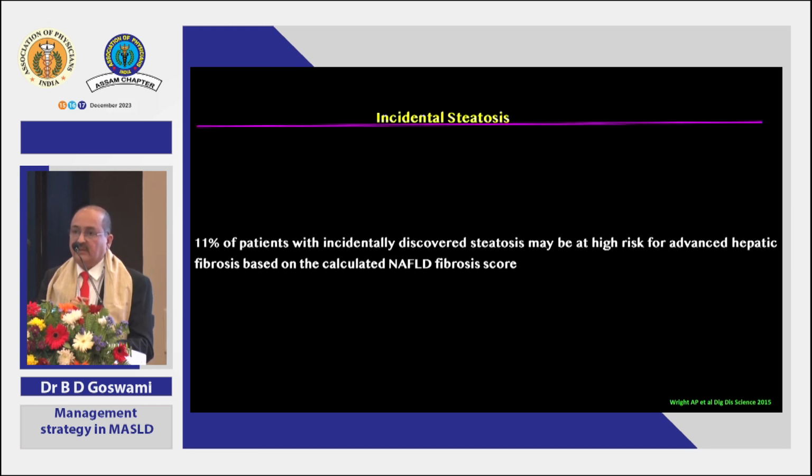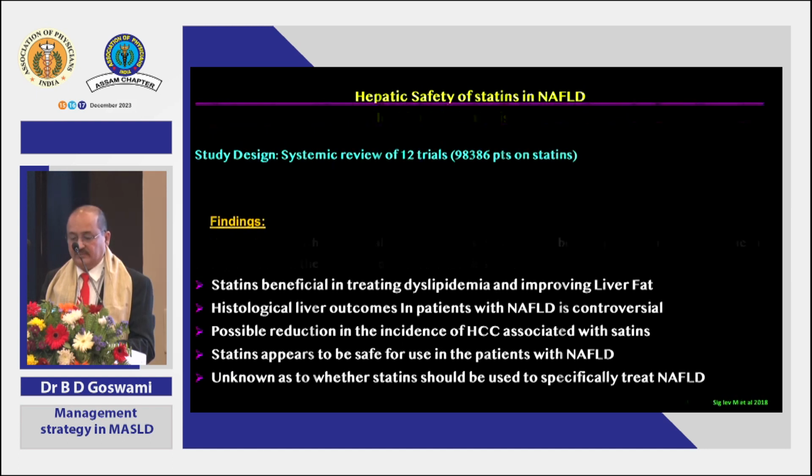So the message I am giving here is that though I had early cirrhosis, the study shows that in 11% of the patients with everything normal, suppose sonography normal, you may have serious fibrosis. So we have to take care of this point.